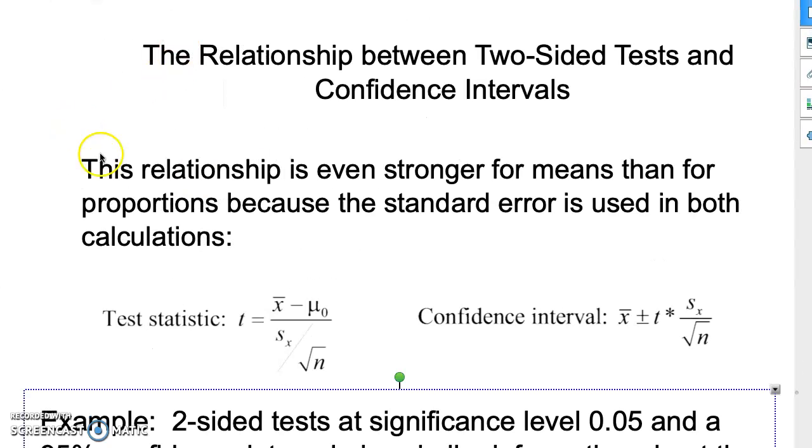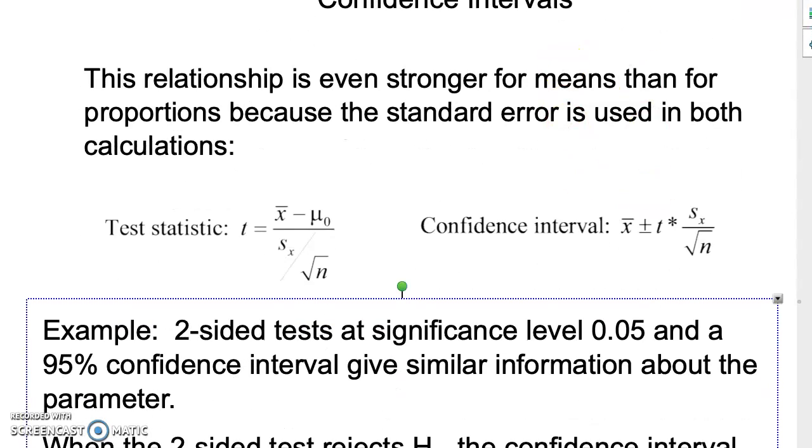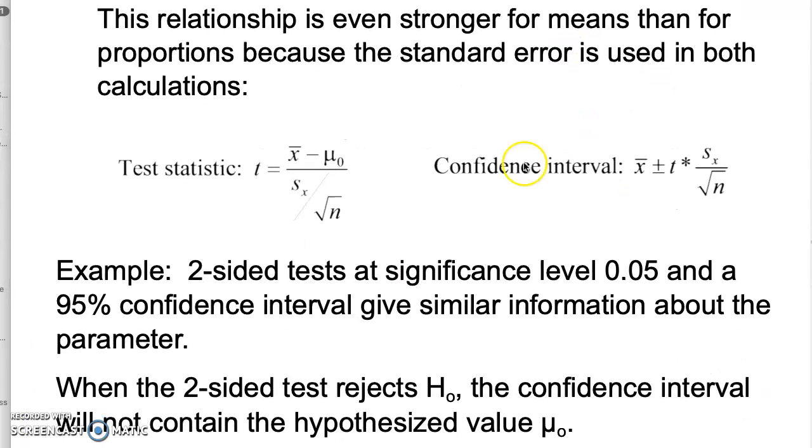Okay, very quickly, the relationship between two-sided tests and confidence intervals is even stronger for means than for proportions because the standard error is used in both calculations. So for example, two-sided tests at the significance level alpha equals 0.05 give similar information about the parameter.